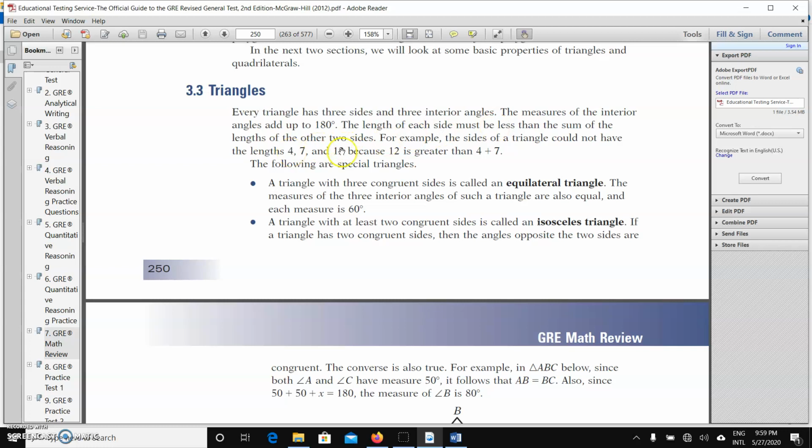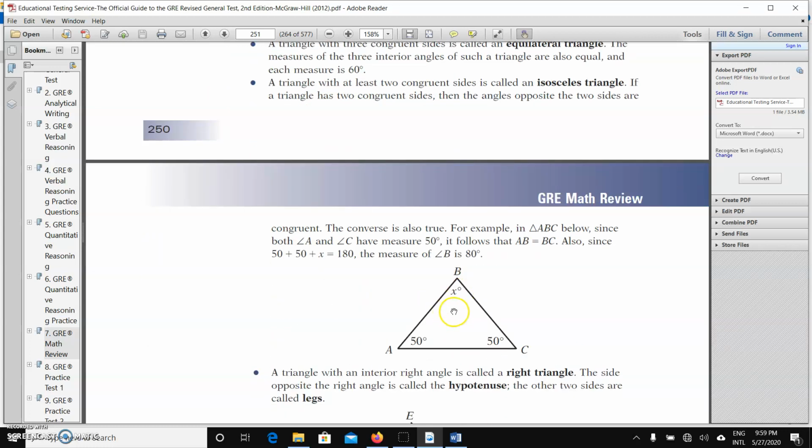The length of each side must be less than the sum of the lengths of the two other sides. So the addition of the two other sides must be greater than the last side. That's the rule. And there's one other thing they didn't mention in this book. I'll mention it for you now.